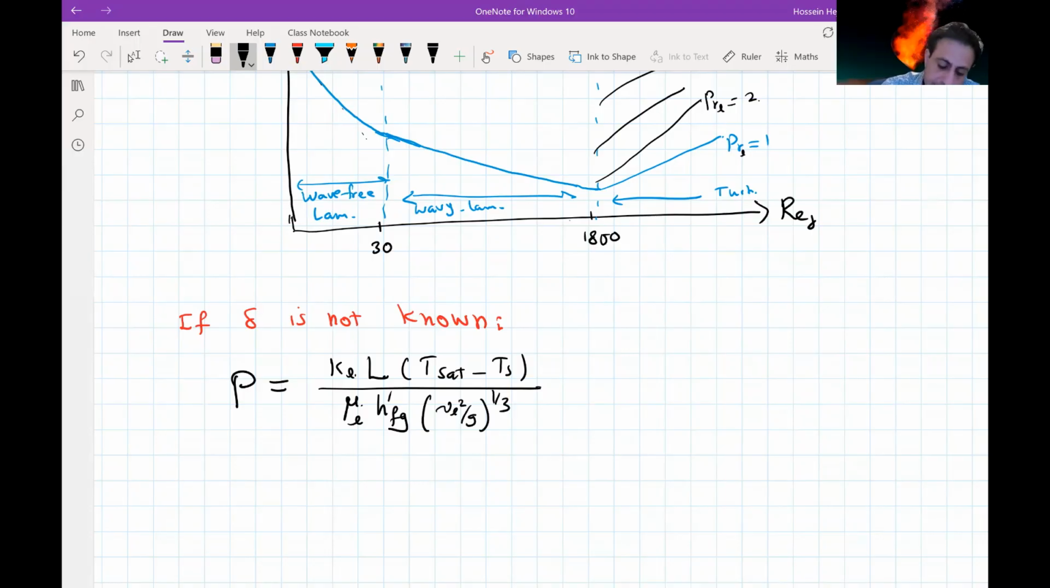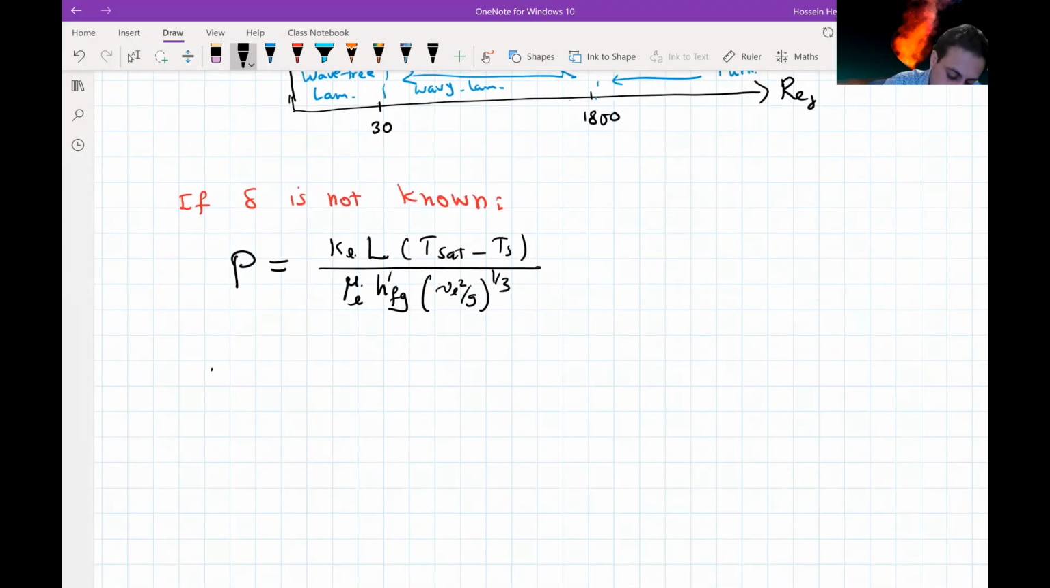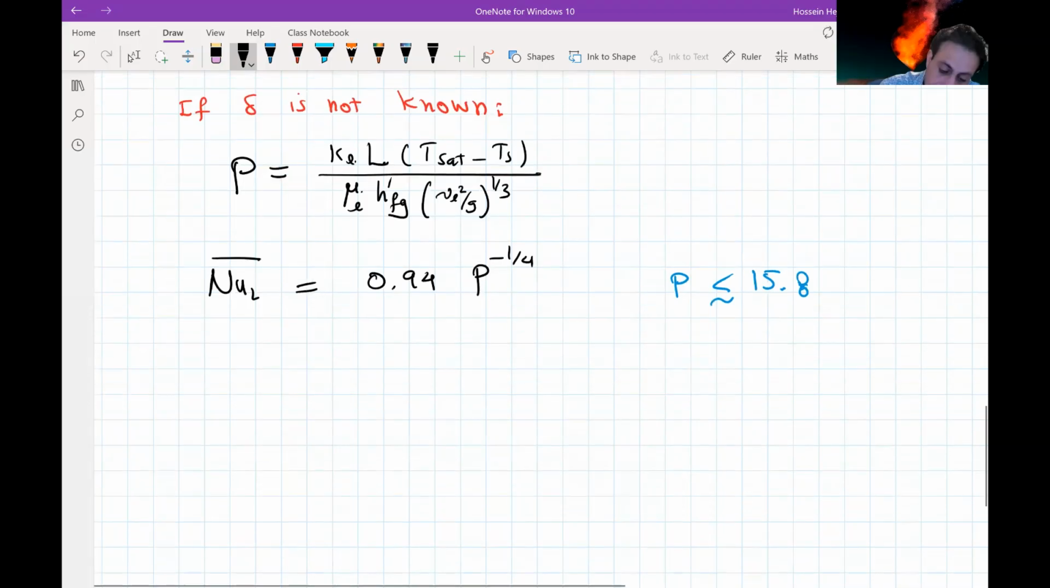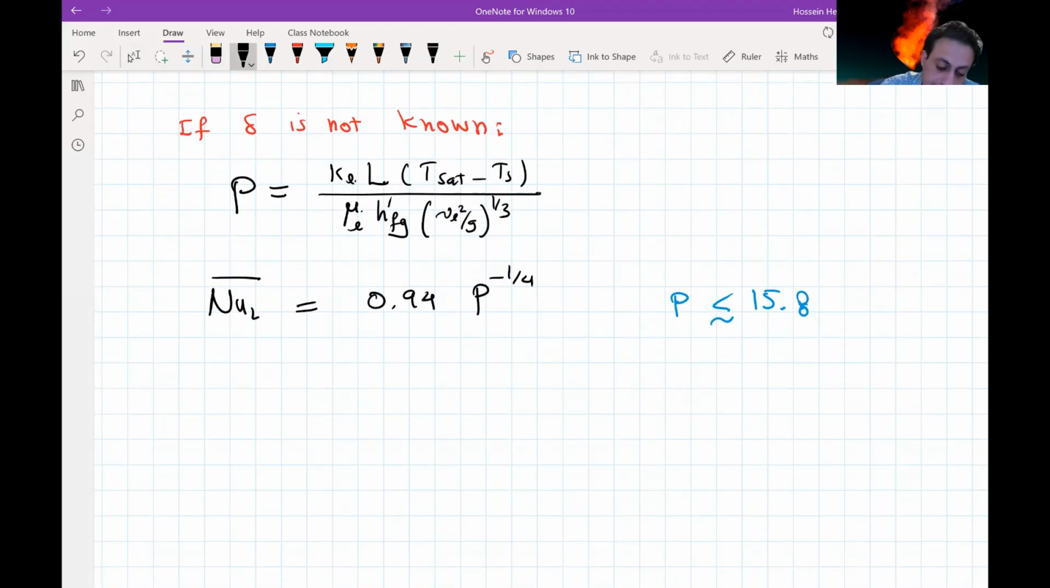If we define this P, we can write down again the average Nusselt number based on P, 9.4 P to the power of minus 1/4. This is for P less than 15.8. So this one doesn't really require the knowledge of delta. We just need to have the fluid properties, the length of the plate, and the pressure. So we get the Nusselt number that we are looking for.